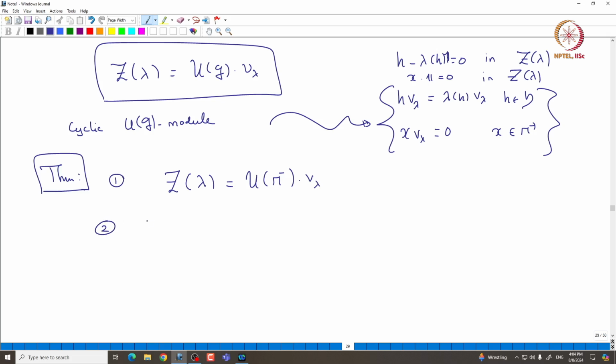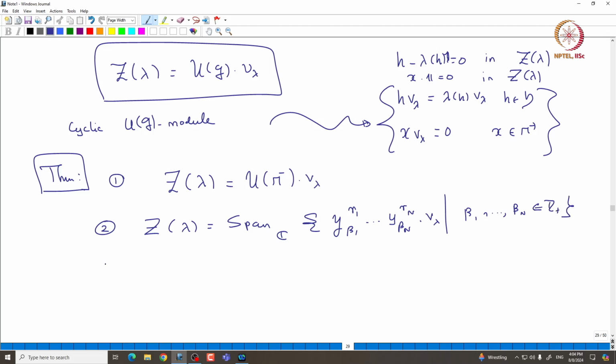The second statement: Z of lambda is given by the span of all these PBW type basis elements coming from U(n minus) acting on v lambda. So it is basically y beta 1 to the power r1, and so on, up to y beta n to the power rn, applied on v lambda, as before in the highest weight representation.